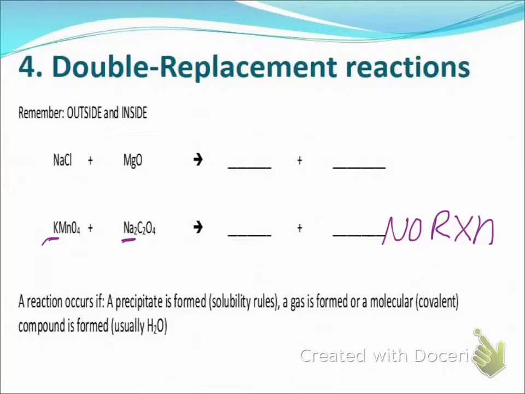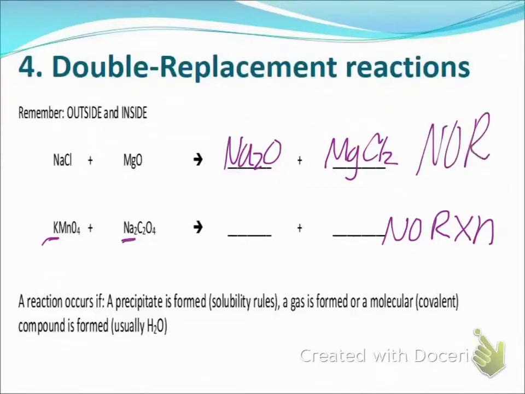Okay. What about the first one? Remember we said it made sodium oxide and magnesium chloride. They're all soluble, so this would also be a no reaction, because everything stays soluble. Okay?